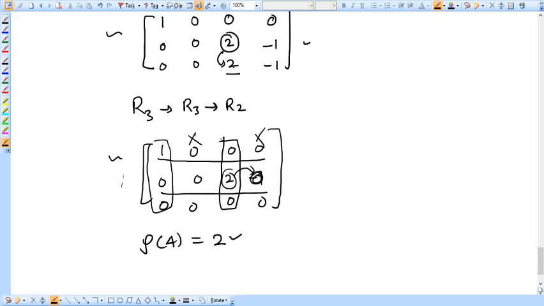So this is how we find the rank of the matrix using elementary operations. I hope you got clarity on that.